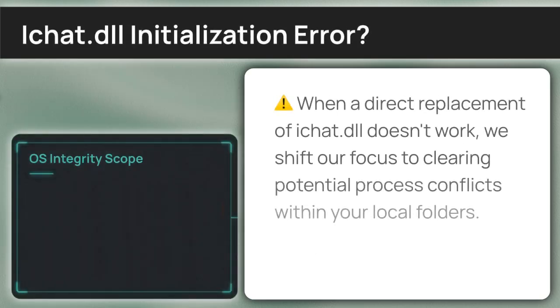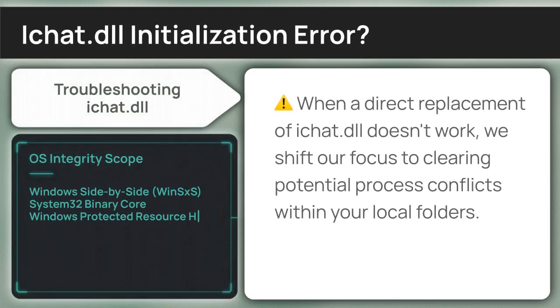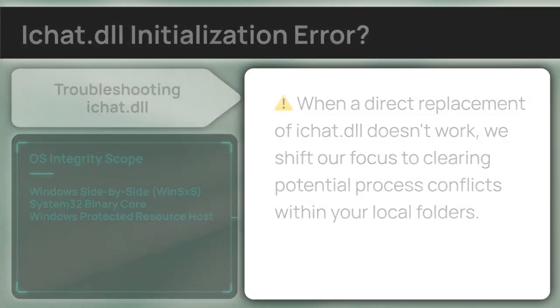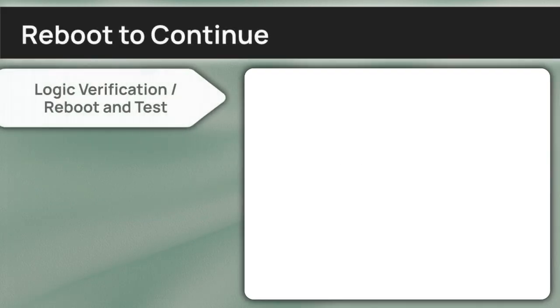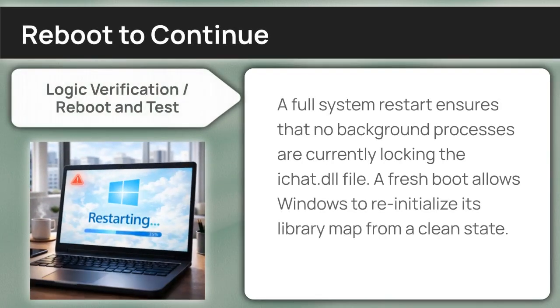If you're still finding yourself stuck after the reinstall, our next priority is to check for any active blocks in the system path. A quick reboot can determine if the error is transient. While it won't fix a deleted file, it can re-establish the connection between your software and the Ichat library file if the path was temporarily busy.